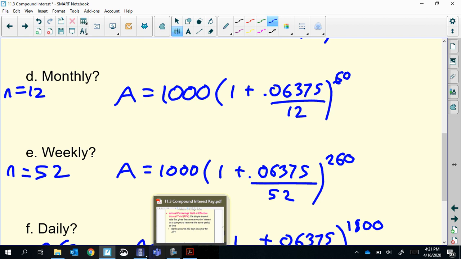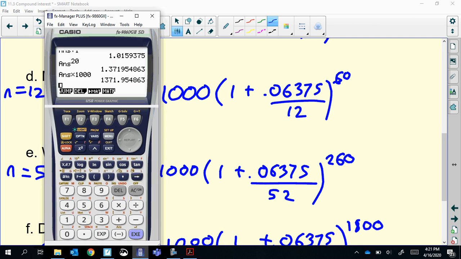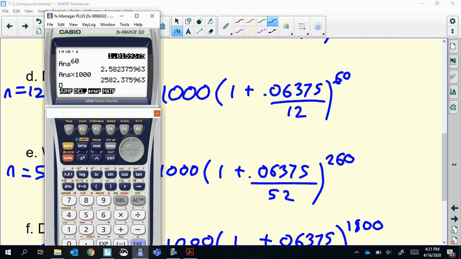All right, now we're going to divide it by 12. So again, we'll go back. We're going to change our exponent to 60. And we're going to divide by 12 instead of 4. So it goes all the way through, calculates 1374.25.